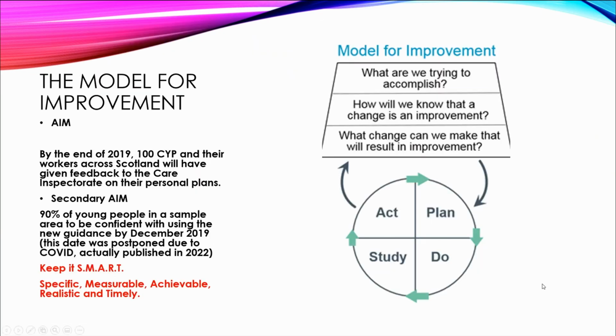Now let's revisit the aim from the model for improvement. I mentioned earlier that this should set out very clearly what the project aims to do using SMART principles. So let's look at S for specific. If I read out my aim, by the end of 2019, 100 children and young people and their workers across Scotland will have given feedback to the Care Inspectorate on their personal plans. We can tell from this very clearly what my intention was. For this project, I had two aims, one concerning the feedback I was to seek out, and the other regarding testing it out later on.